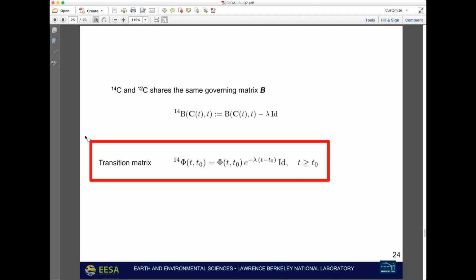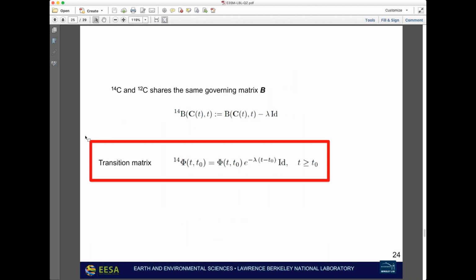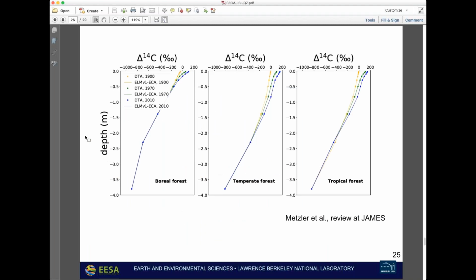So that is the mathematical framework that we use to first reconstruct the 12C transition matrix, then reconstruct the 14C transition matrix, and then solve the 14C dynamics. So here is an example. We pick 3 sites: a boreal forest, one of the frequently measured 14C sites in Siberia; a temperate forest, that's Harvard Forest; and Manaus, a tropical forest site. So we initially test at those 3 sites.